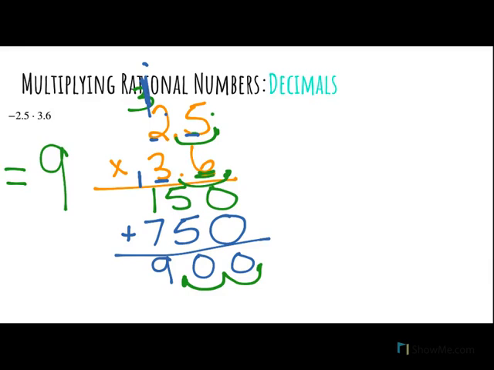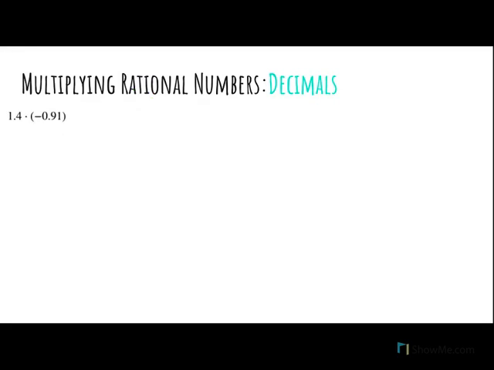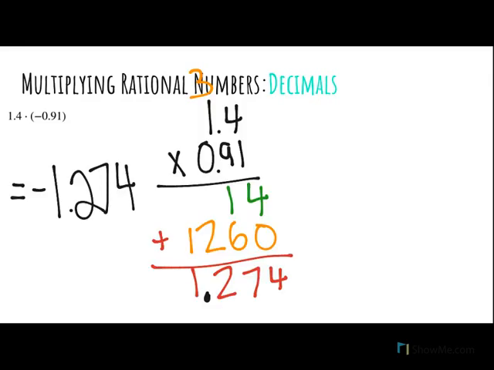Now hold up, we're not done yet. Look at our signs. I had a negative times a positive. It's going to give me a negative. So my number is negative 9. All right, go ahead and pause your video and see if you can come up with this one on your own. All right, I came up with negative 1.274. And you can look at the work that I have there. So again, at the end, I needed to go 1, 2, 3 decimals because I had 1, 2, 3 spots.